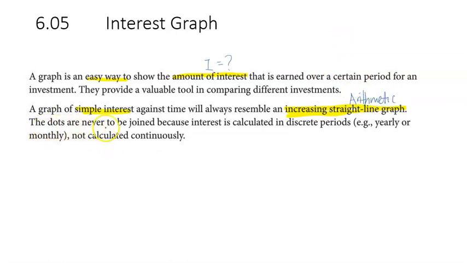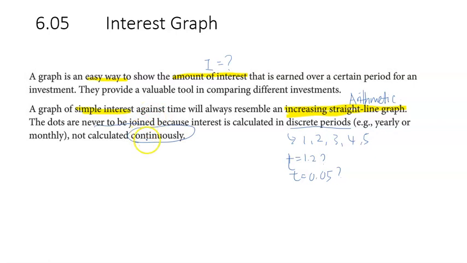And here the dots are never to be joined, because interest is calculated in discrete periods. Discrete periods here means 1, 2, 3, 4, 5. Interest cannot be calculated for a duration like t equals 1.2, what is that? Or t equals 0.05, what is that? Cannot. So it's not calculated continuously. So when you draw the graph later, please do not join the dots with a line.